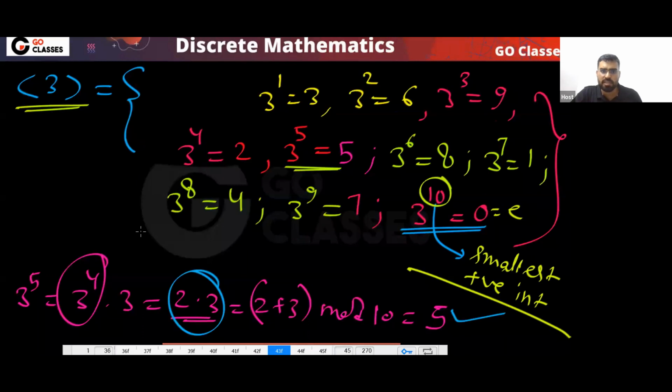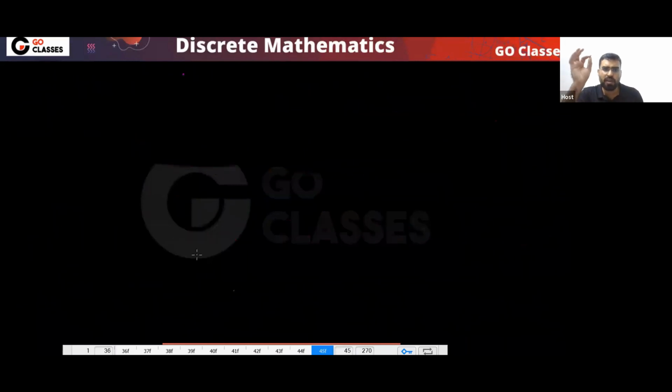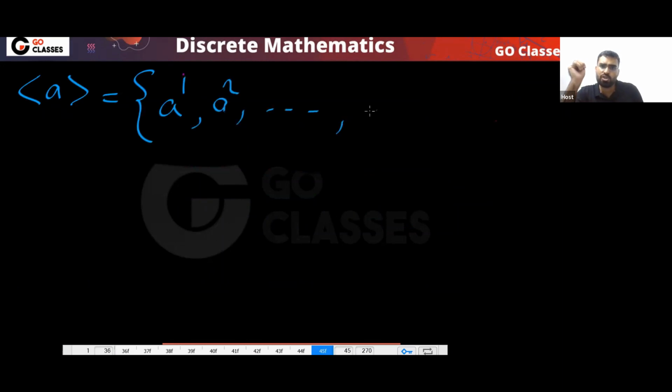Okay, so you can notice one thing: where will you stop? If you want to find the order of any element, let's assume you start at a power 1, a power 2. Where will you stop? As soon as you get the identity, here you will stop. Yes or no? Now nothing new you will get. Agree?